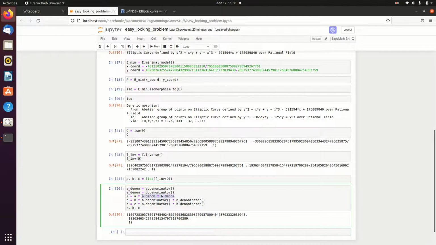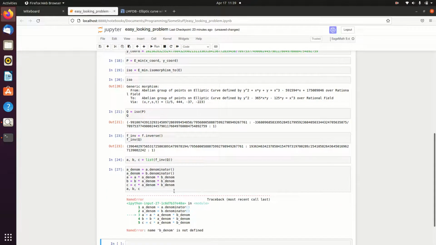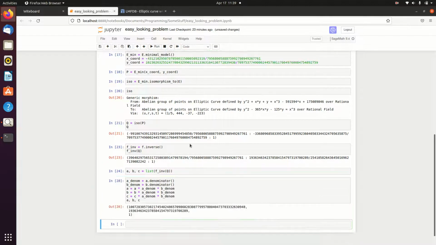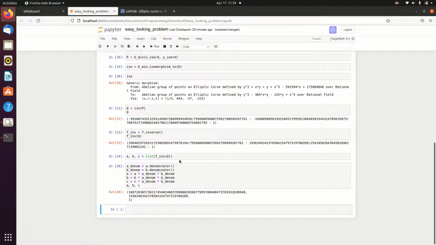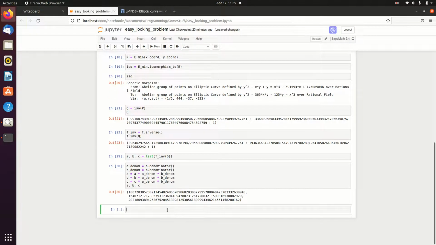Okay, so that should hopefully work now. Oops, one could, and it still doesn't work. Okay, I have to update this and now it should work. Okay, so that works.